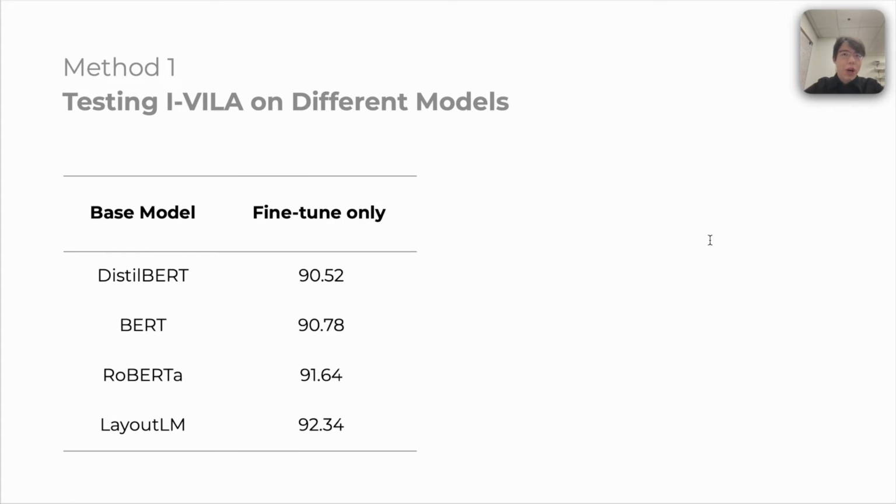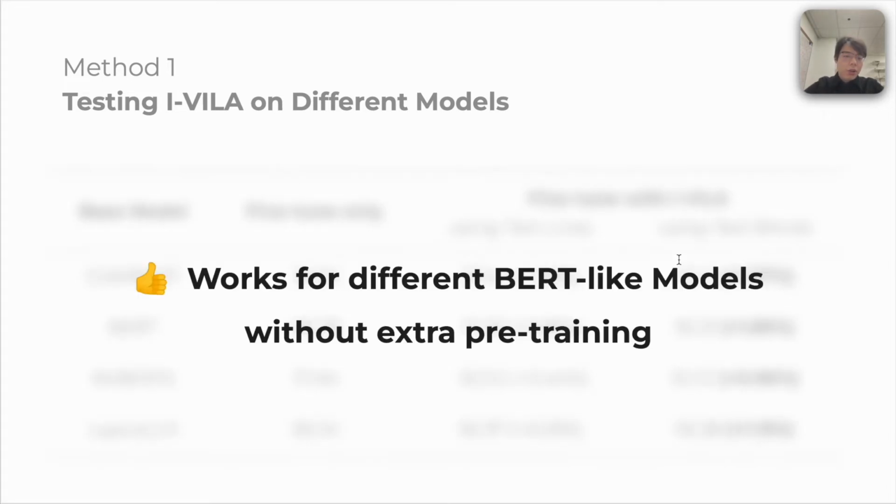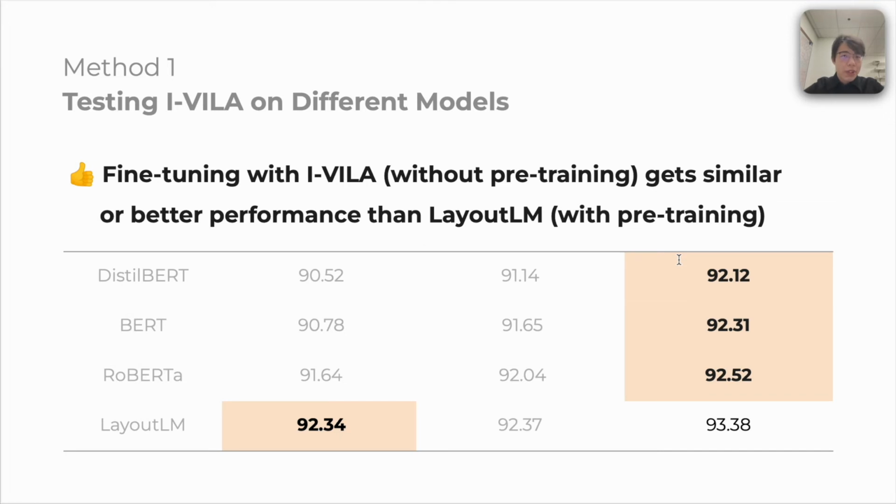We report the macro F1 scores for the fine-tune only version on the GROTOAP dataset. And we also fine-tune these models with VILA using both text lines and blocks. VILA was able to improve the performance of all the baseline models, as you can see here, for text lines and text blocks. We conclude that VILA also works for different BERT-like models without extra pre-training. If we take a closer look at the table, fine-tuning BERT and RoBERTa with text block VILA groups achieves almost the same or even better performance compared to the baseline LayoutLM method.